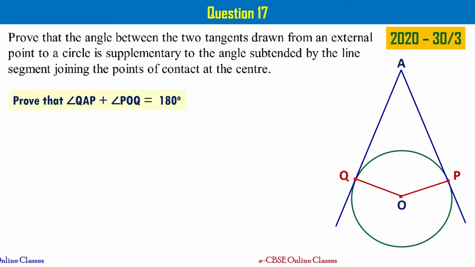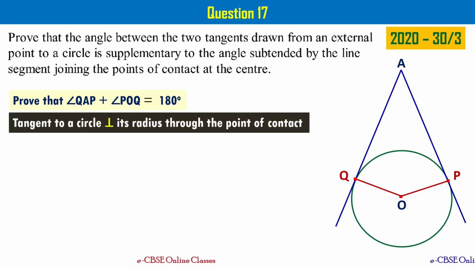This is what we have to prove: that the angle between two tangents drawn from an external point, that is angle QAP, is supplementary to the angle subtended by the line segments joining the points of contact at the center. It means angle POQ. Their sum has to be equal to 180 degrees. That's what we have to prove.